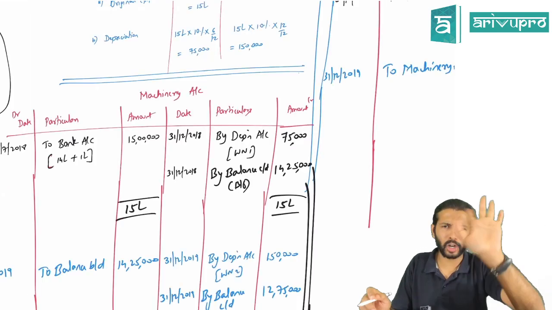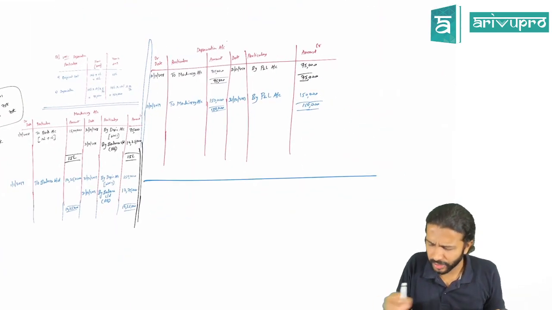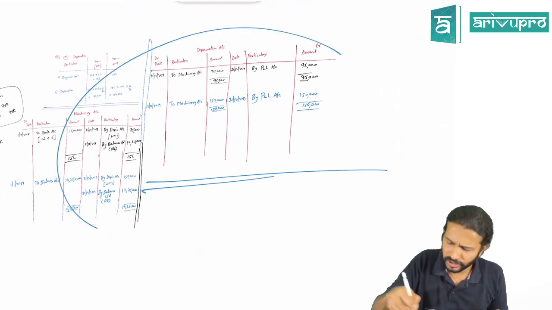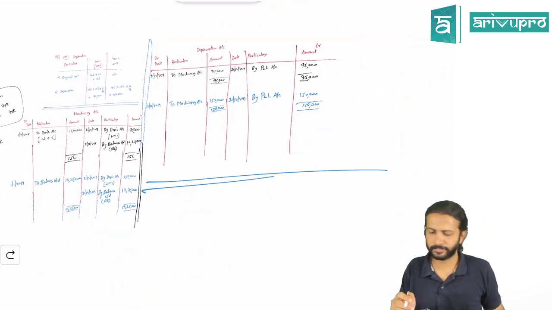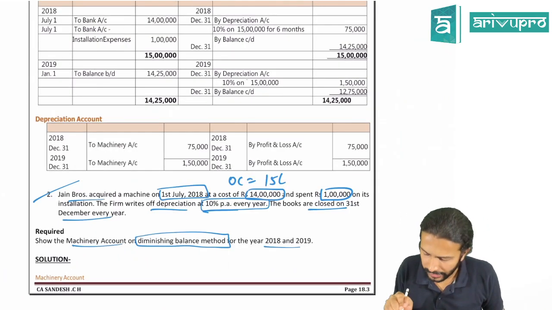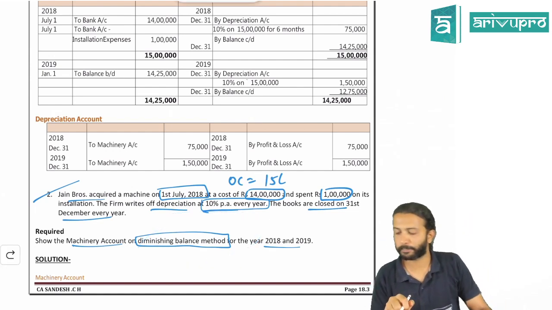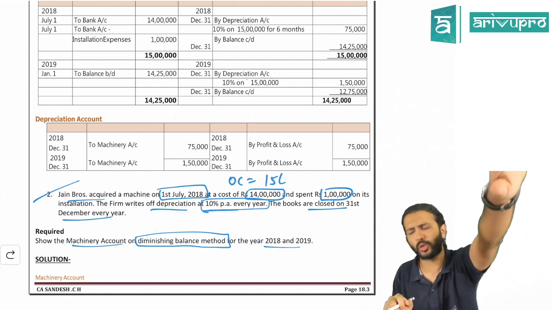So the ledger I will not do again. I will just show you the calculation of depreciation. Would that work out for you? Okay. In the problem, in the examination, clearly they will mention which method. That you don't have to worry. If they don't mention, you choose whatever method you want.